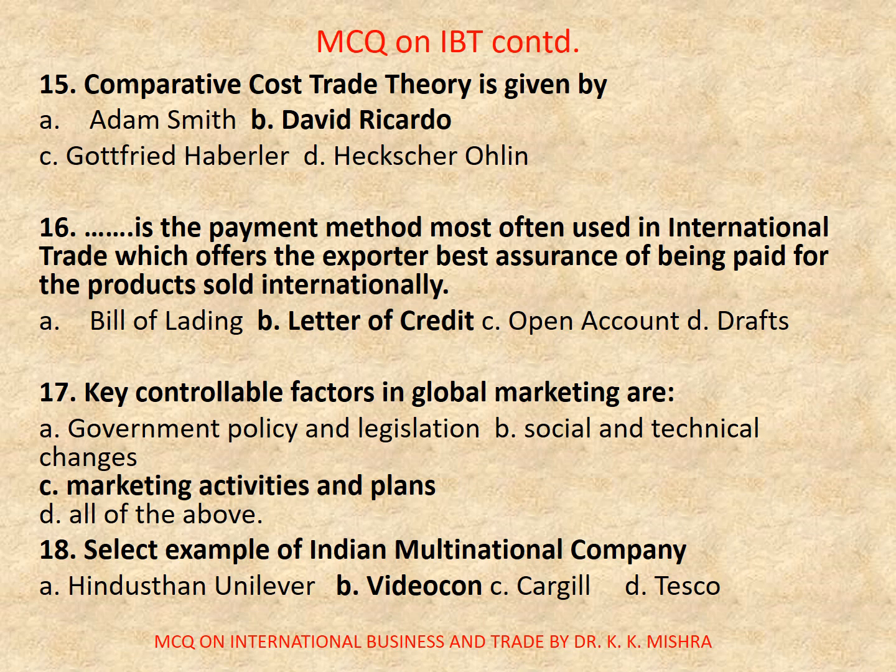Question number 17. Key controllable factors in global marketing are, options are A. Government policy and legislation, B. Social and technical changes, C. Marketing activities and plans, D. All of the above. Correct option is C. Marketing activities and plans.